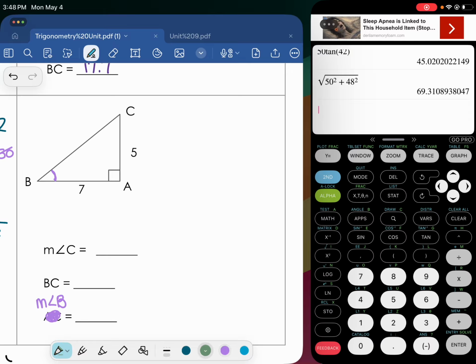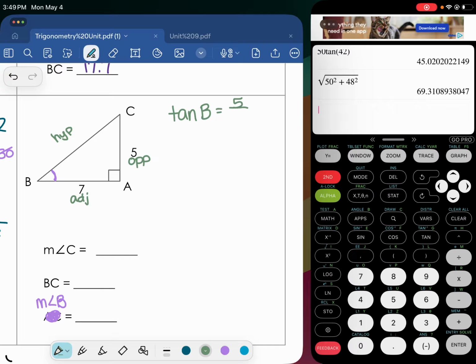If I want to find the measure of angle B, I know the 5 is on the opposite and the 7 is adjacent, because this side over here that I don't know is the hypotenuse. And since I don't know it, I can't use it yet because I'm already looking for B. I don't need another unknown. So since I have opposite and adjacent, that's going to be tangent of angle B equals 5 over 7.